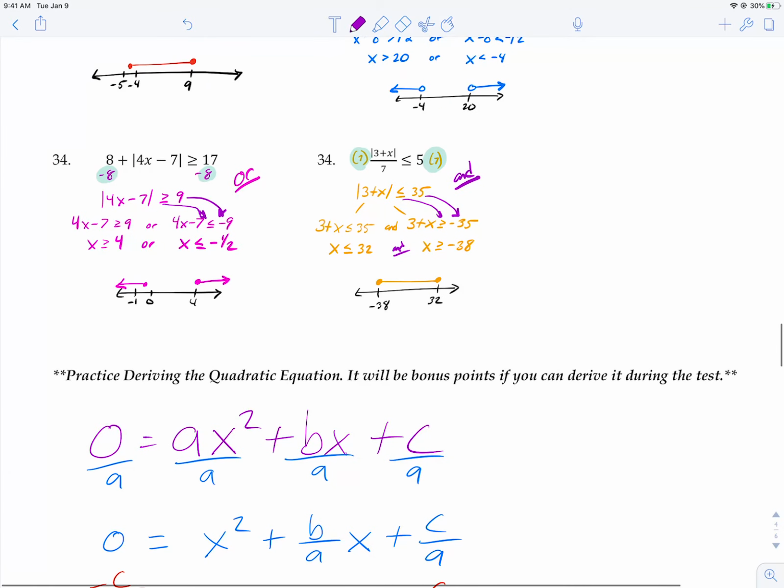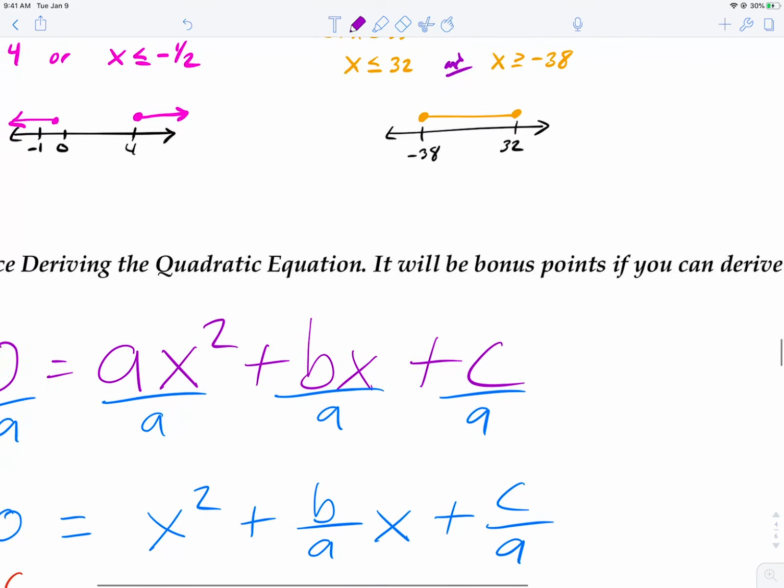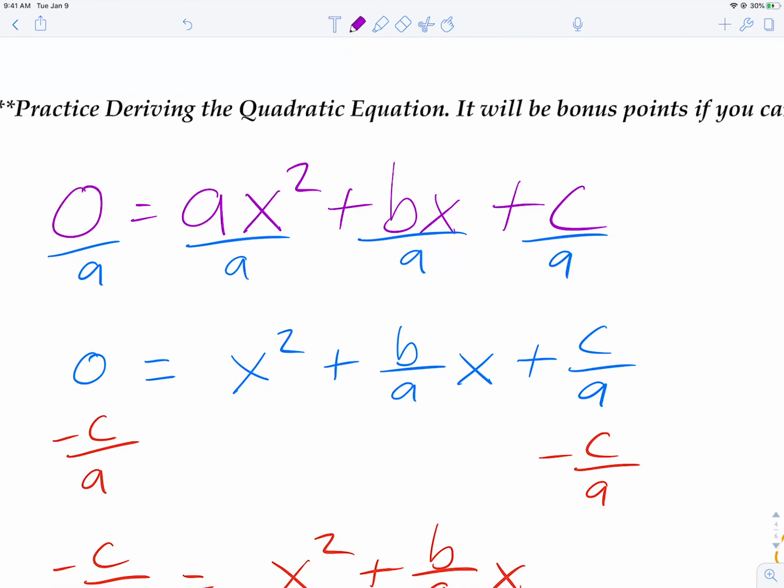Okay, last thing, remember that I will offer you guys some extra bonus points if you can derive the quadratic equation. I'm going to show you again. I'm just going to make one little tweak because it might make more sense to you, but it's exactly the same stuff, and I'll show you where my slight changes. So we first have to start off with ax squared plus bx plus c, all variables, no numbers.